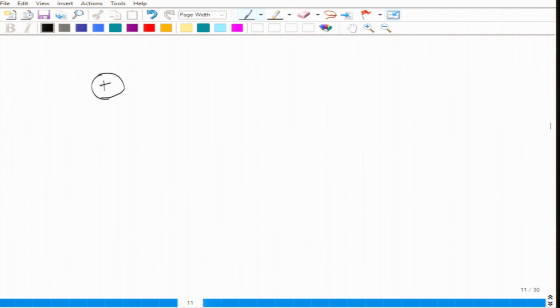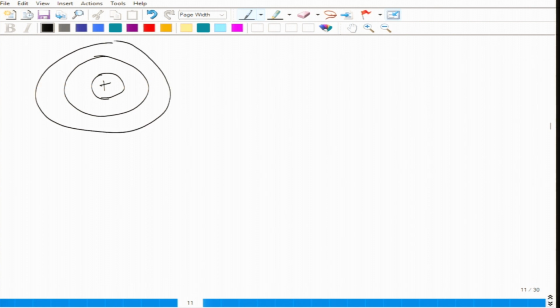A positively charged nucleus and circular orbits where the electrons revolve. The nucleus contains protons and neutrons, and these are the electrons. There will be an equal number of electrons and protons, so the atom will remain electrically neutral. Okay, this was Rutherford's model.